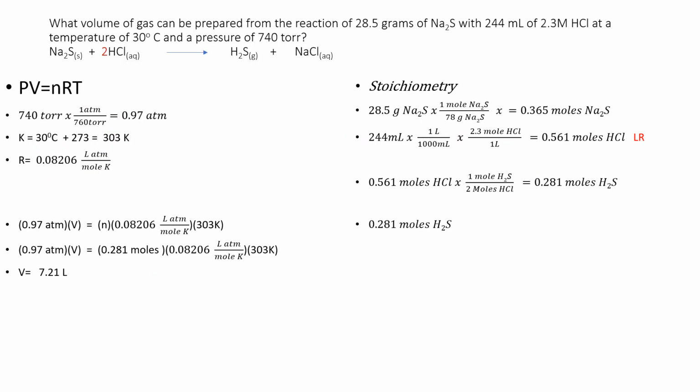So our last gas problem is another very classic stoichiometric problem. It's a limiting reactant problem. This problem asks what volume of gas can be prepared from a reaction of 28.5 grams of Na2S with 244 milliliters of 2.3 molar HCl at a temperature of 30 degrees Celsius and a pressure of 740. How do we know it's a limiting reactant problem? Well, we have finite amounts of each of our two reactants. So we have to figure out which one runs out first.